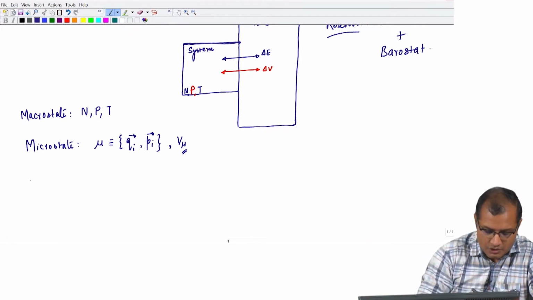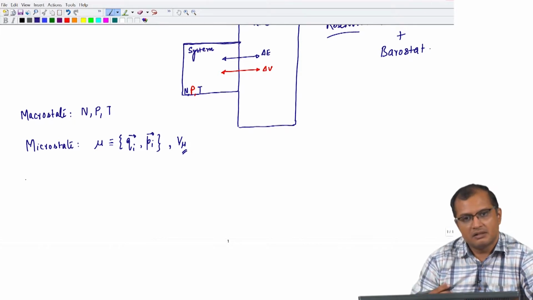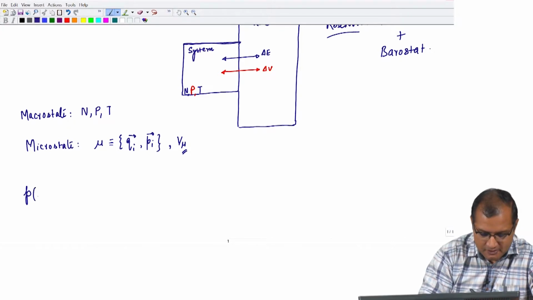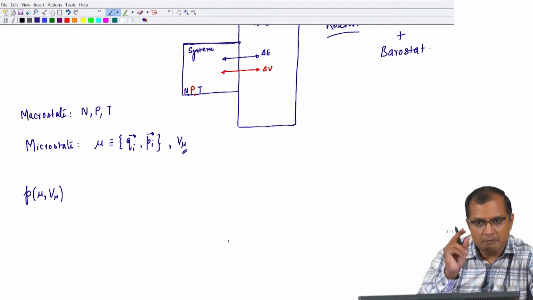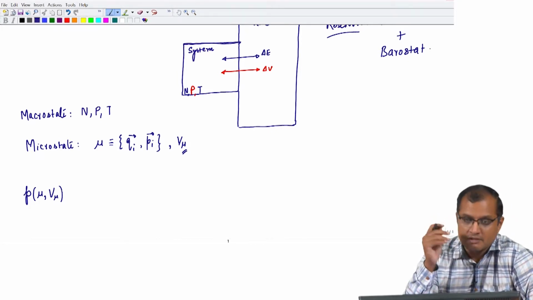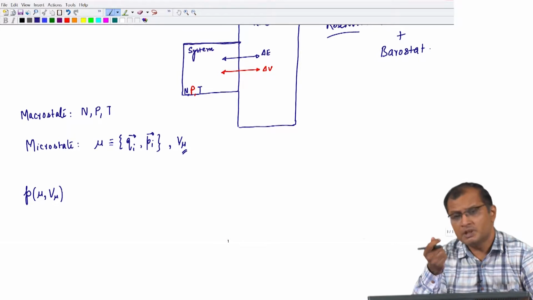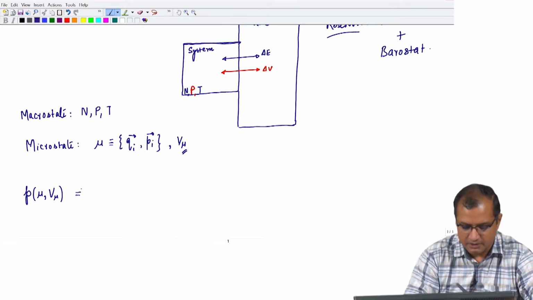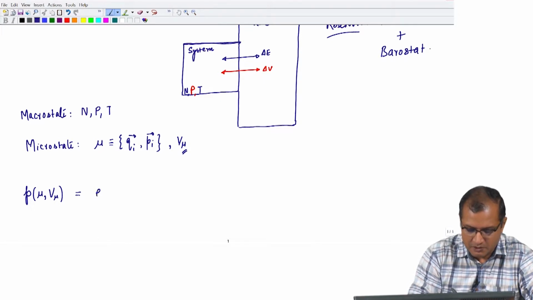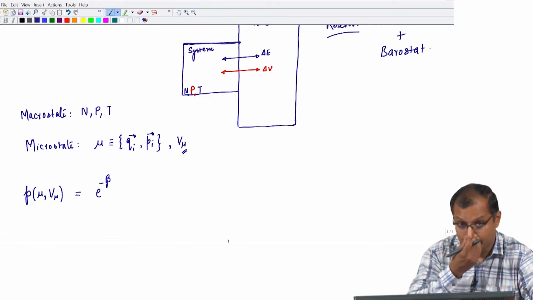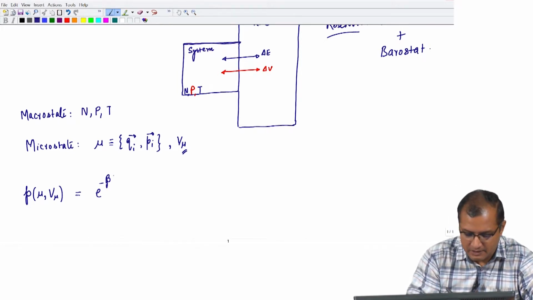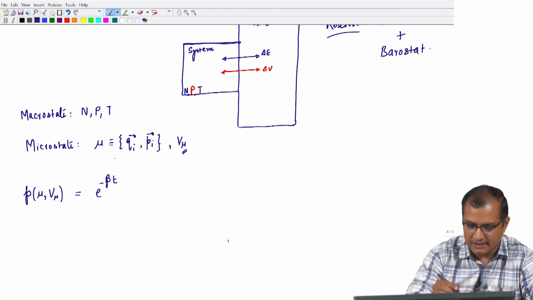Now, in a similar spirit, if I want to write down the probability of finding my system in a microstate, which at that particular instant is in volume V of mu, V mu meaning the volume of that microstate, then I have to say that this is nothing but e to the power minus beta into some energy scale. Now, what is that energy scale? So, let me write down this energy scale.